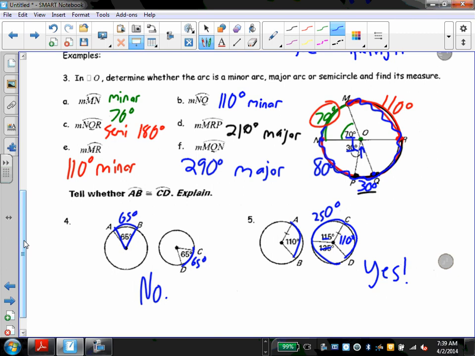So the big difference there is, were the circles the same size? Were they not? Also in the example for number 4, these are not congruent circles, but in number 5 they are. Congruent circles lead to congruent arcs if they are the same size. If your circles are not congruent, you're going to have a harder time getting to those congruent arcs.